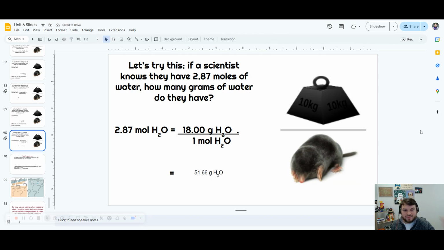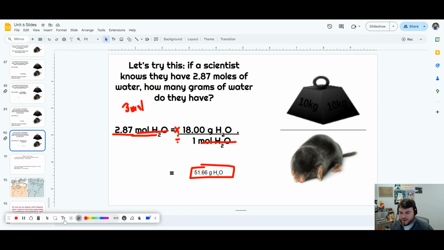And again, that makes sense, right? Because if we look here, we've got 2.87 moles of water. That's almost 3 moles of water. And so if we have 18 grams in 1 mole, then we should expect close to 54 grams in 3 moles, almost, right? So that's where we get this 51.66 answer here. So we multiply on the top, we divide by everything on the bottom, and then those units, moles of H2O and moles of H2O, cancel out.